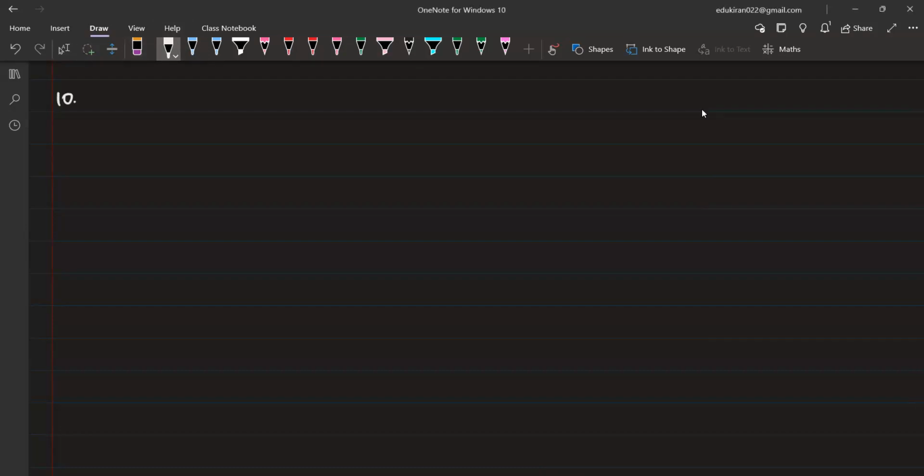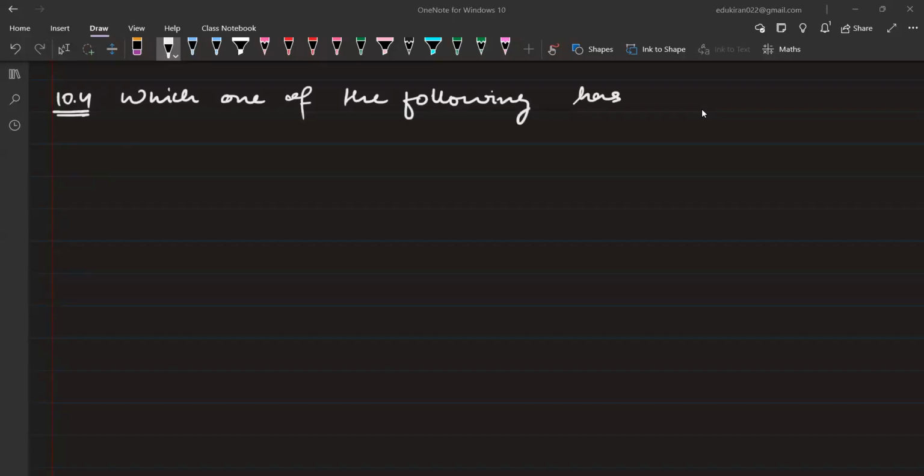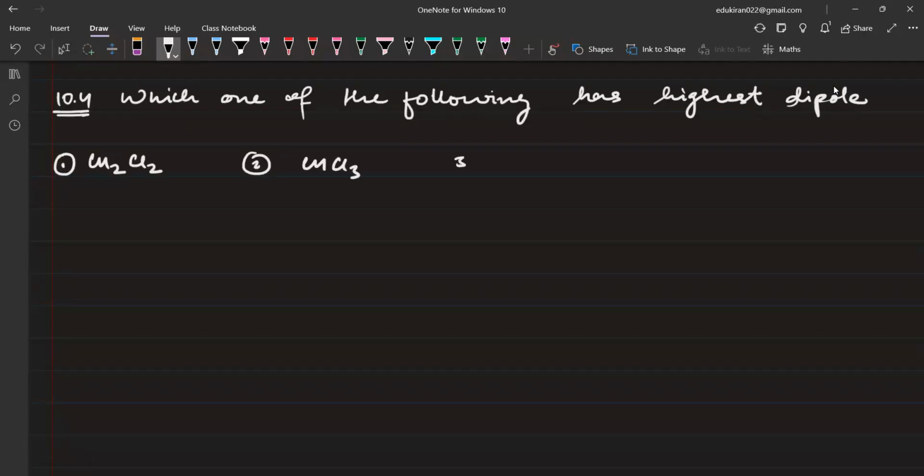I think it is 10.4, 10th chapter, the fourth question. Which one of the following has the highest dipole? The first option is CH2Cl2. The second option is CHCl3. The third option is CCl4. Okay.